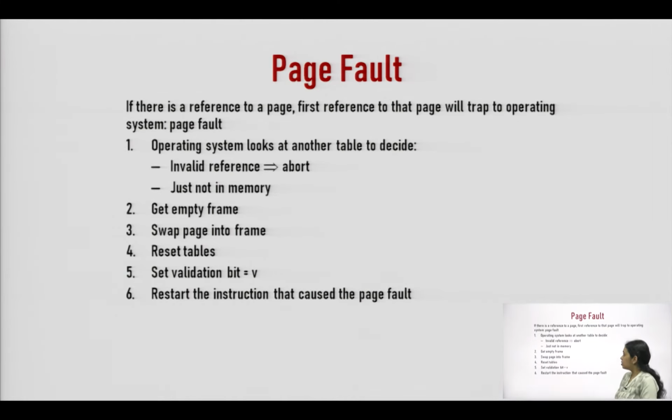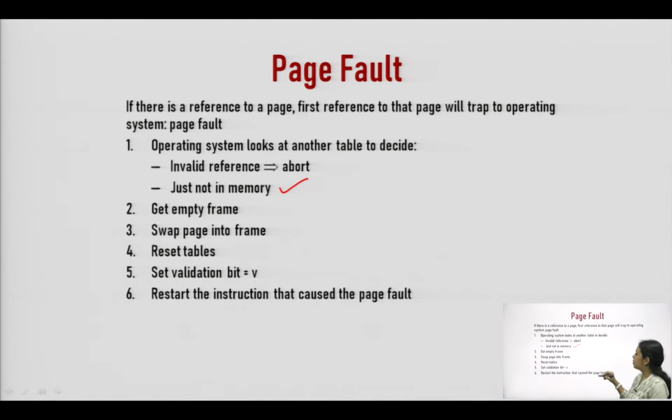So, by looking at another table, first of all we check for that valid and invalid reference, because if it is an invalid reference, that means the page does not belong to that particular process, then we abort the process. Now, if it is a valid reference, then we just check whether it is in memory or not. If it is not in memory, then what do we do?